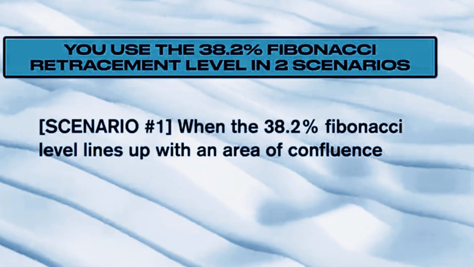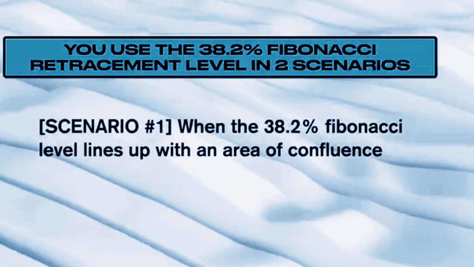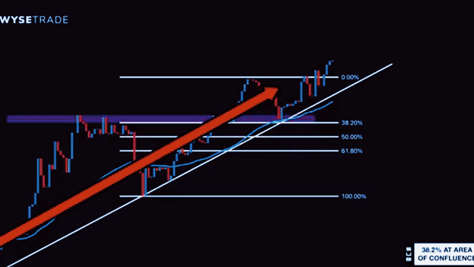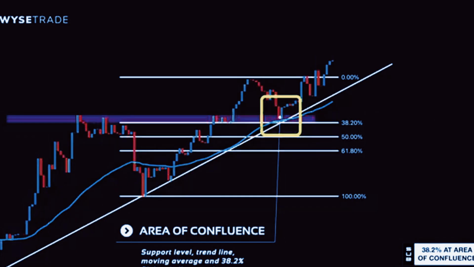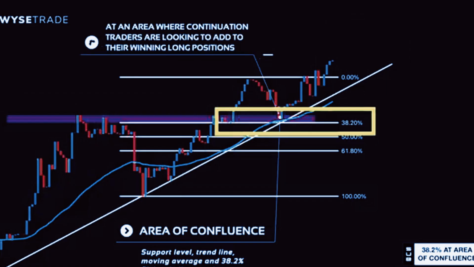You use it in two very specific scenarios. Scenario number 1, when the 38.2% Fibonacci level lines up with an area of confluence. So you have a clear moving uptrend through the higher highs and higher lows, and you want to trade with the trend. This here is your very high quality area of confluence because you have a key support level, trend line, and moving average that all crossed. This is also where the 38.2% Fibonacci level lines up perfectly, making this an even better area of confluence, as you are at an area where continuation traders are looking to add to their winning long positions.